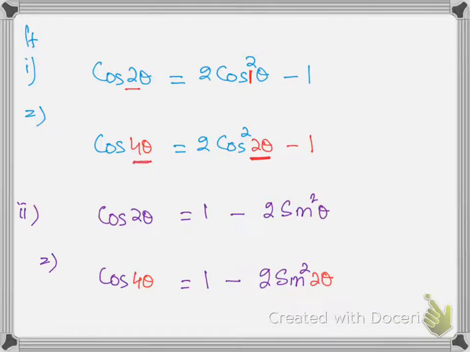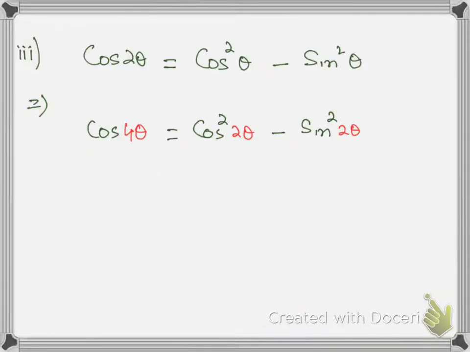The half of 4 is 2. So cos 2 theta in the form of sin theta. So this is 2, so this must be 1. When this is 4, the half of 4 must be 2. This is the way to write the formula for different angles.